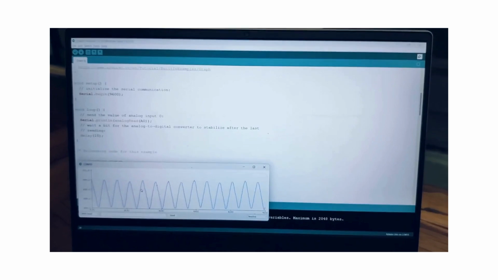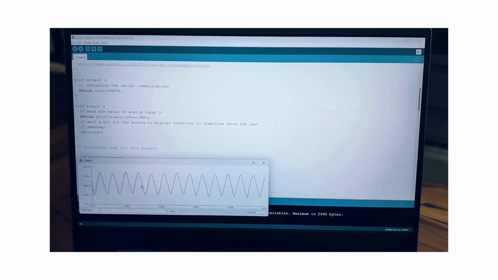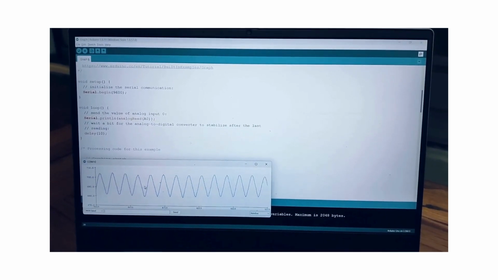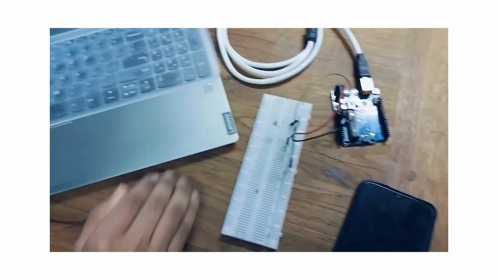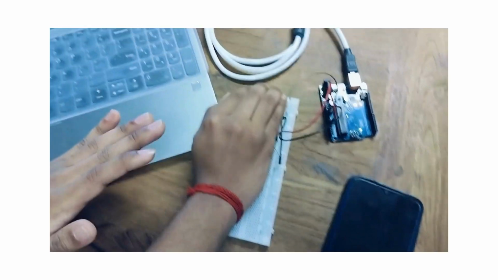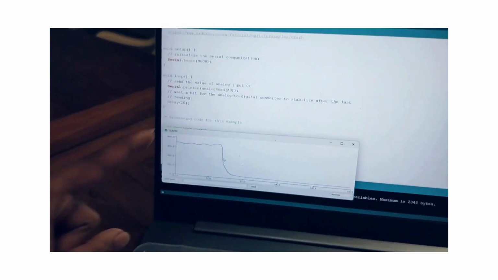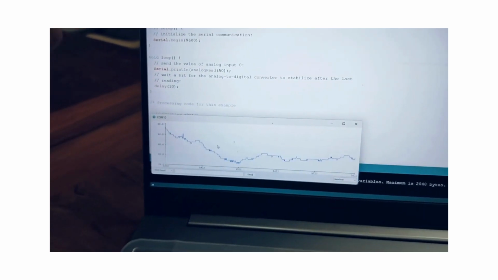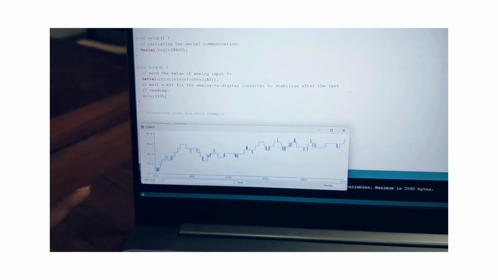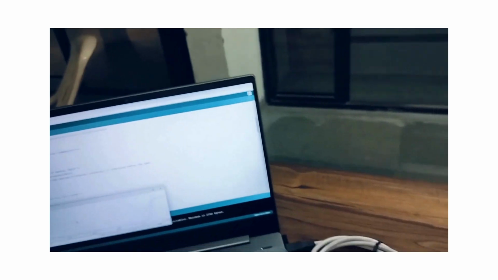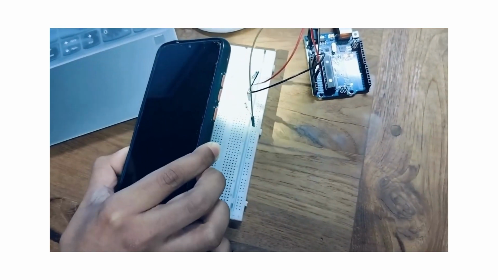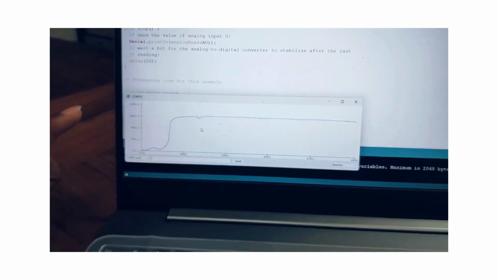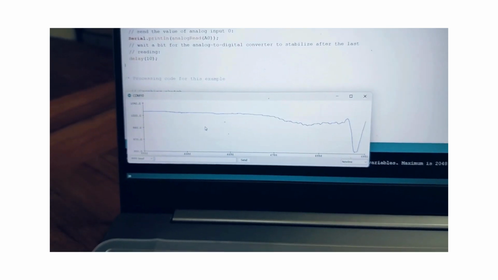So this is the output at normal intensity. Now when I decrease the intensity with my hand, I am putting my hand on the LDR so that the intensity of light decreases. Now we can see that there is a sudden decrease in the voltage value. Now when I increase the intensity by using the torch of a mobile phone, the value goes near 1000.